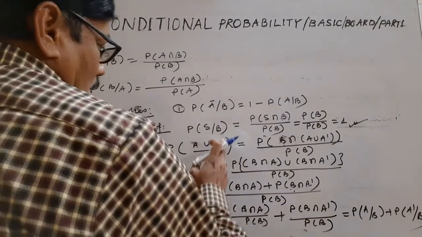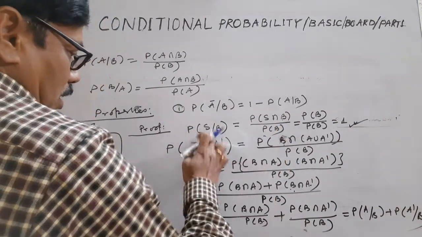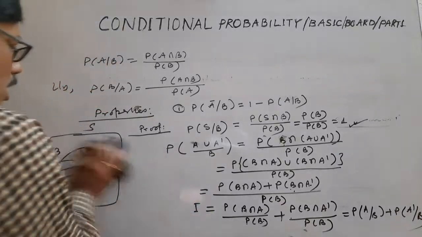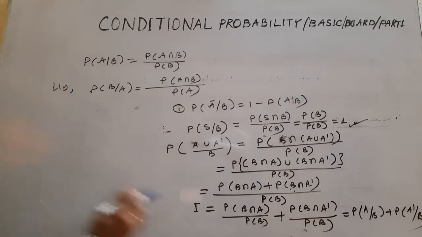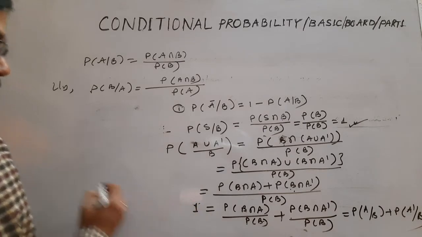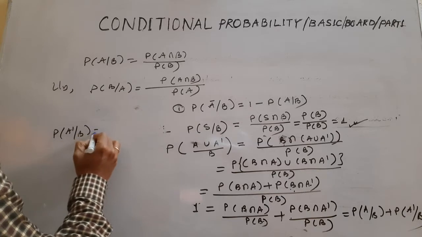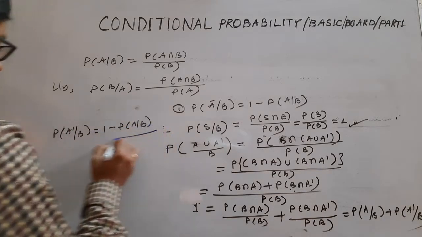Now this one, P(S/B) equals 1. This is P(S/B) equals this. So the left-hand side is 1. So finally what we are getting, look, this is 1. So P(A dash/B) equals 1 minus P(A/B). So this is the proof.